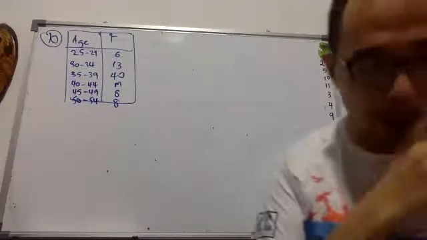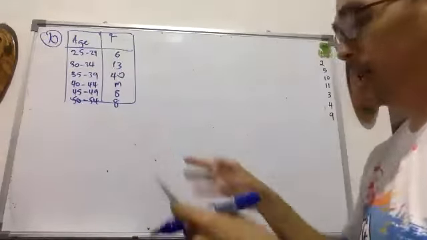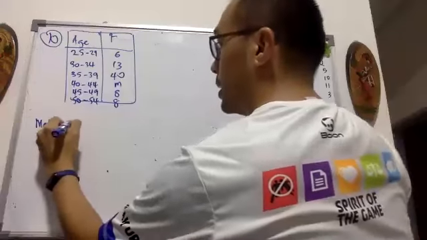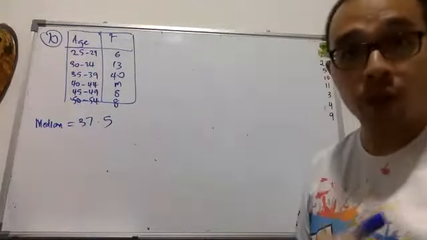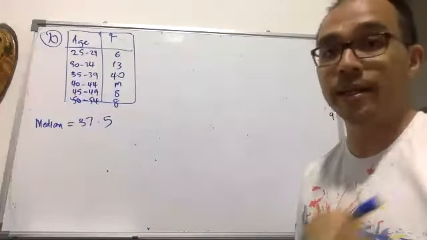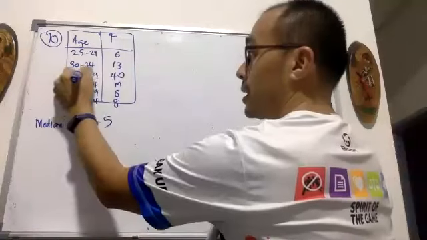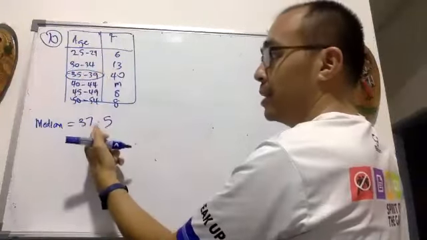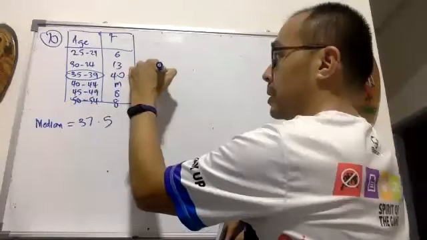Okay. So, now soalannya dia cakap, if the median, di awal-awal sudah dia bagi median. The median is 37.5. Okay? So the question we need to ask is, where is the median class? Okay? The median class is, kalau 37.5 means it's here. Okay? Because antara 35 hingga 39 is 37.5. So this is the median class.